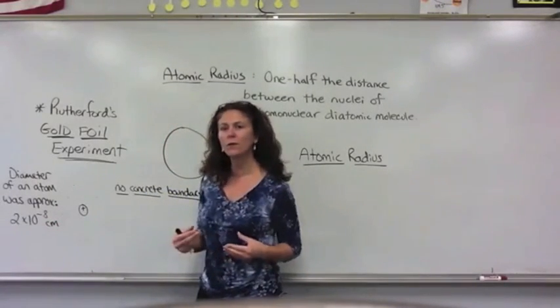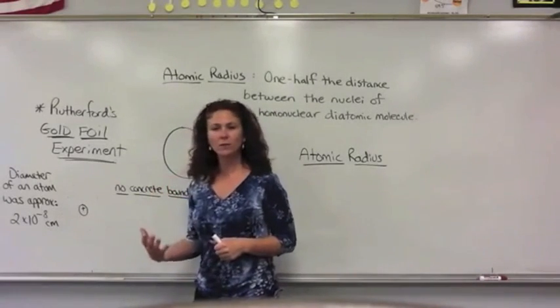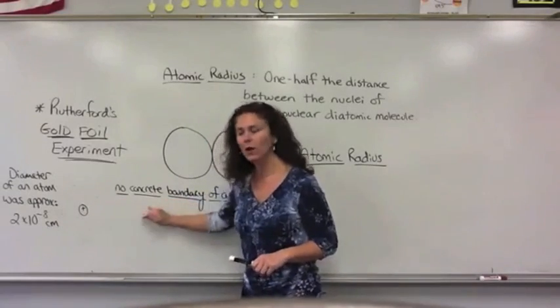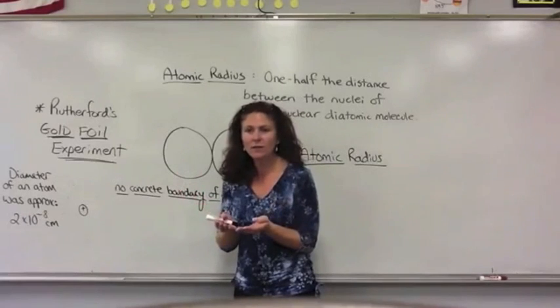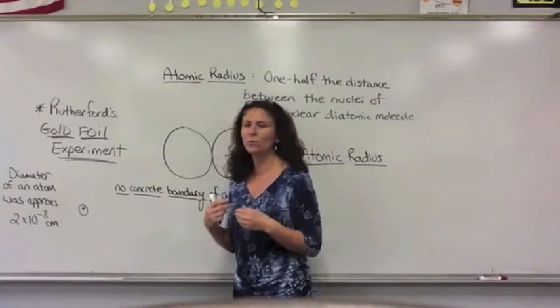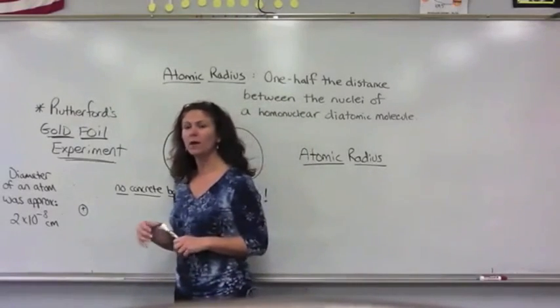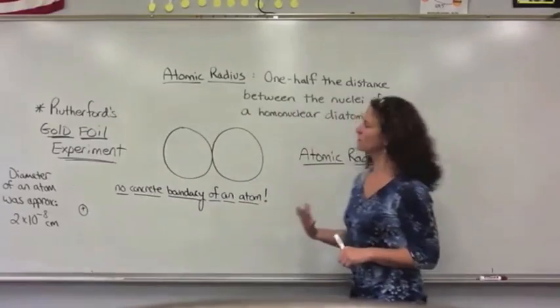The problem with measuring the size of an atom is that later on, as we developed into the quantum mechanical model, we know that there's absolutely no concrete boundary of an atom. There's no distinct, defined outer edge of an atom. So we can really only approximate the true measurement of the size of the atom. And one way to do that is we measure an atom's atomic radius.